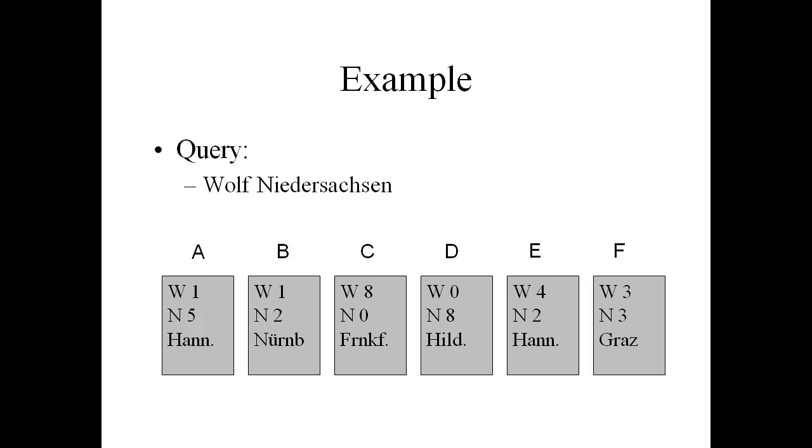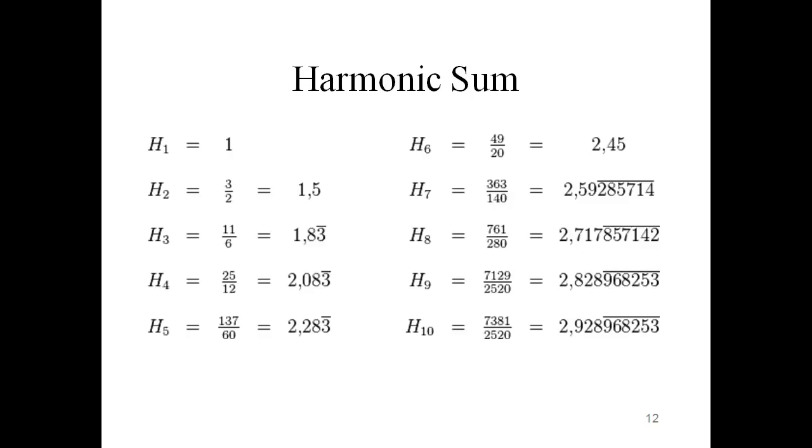For example, let's calculate the logarithm harmonic sum for F and E. Okay? We can compare F and E. We would have, for F, let's see, document E. The weight of the term wolf in document E was, I think, 4 occurrences, right?